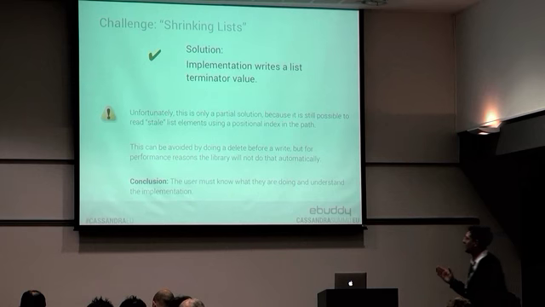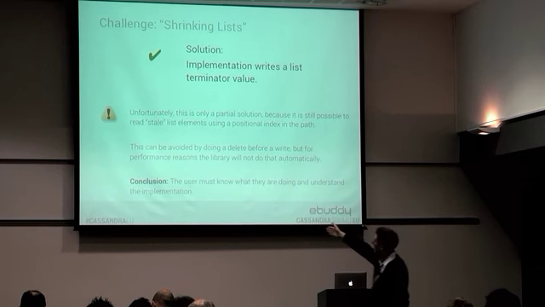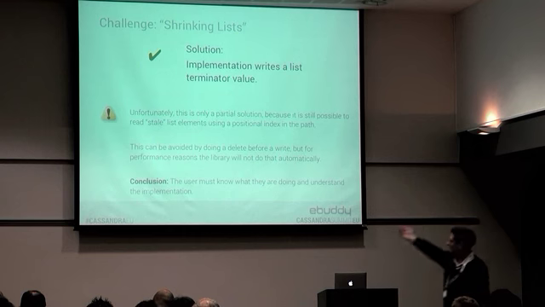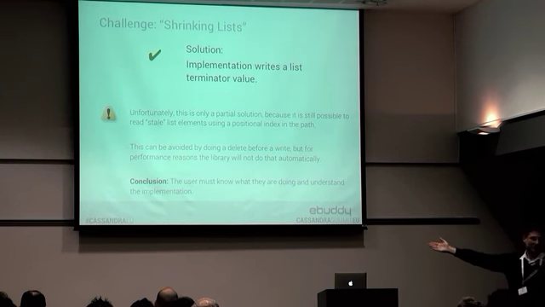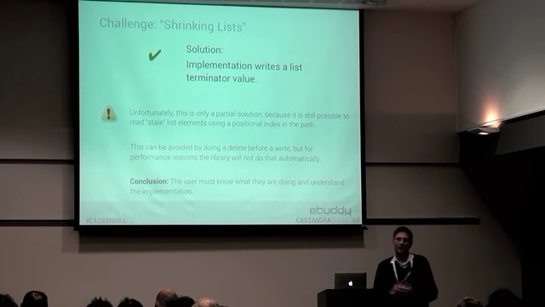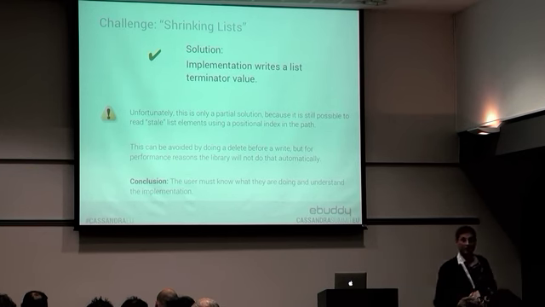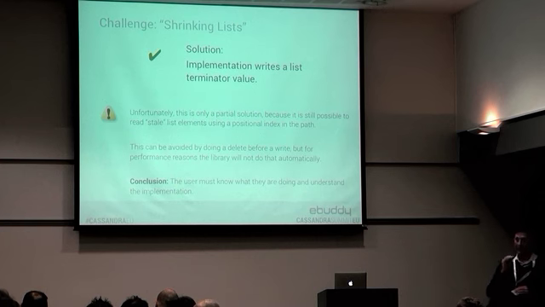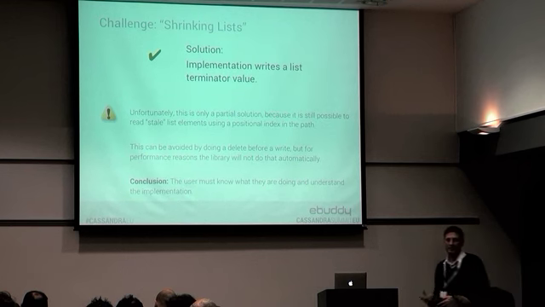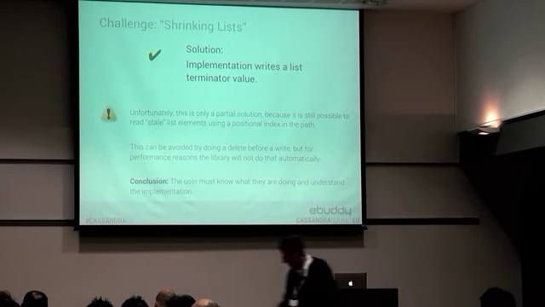So it's also up to the client, the user, to know what they're doing and understand something about how this is implemented, right? So the shrinking list problem has been solved if you are reading and writing entire lists at a time. But if you're going to do reads of individual list elements, then there's still a caveat there.